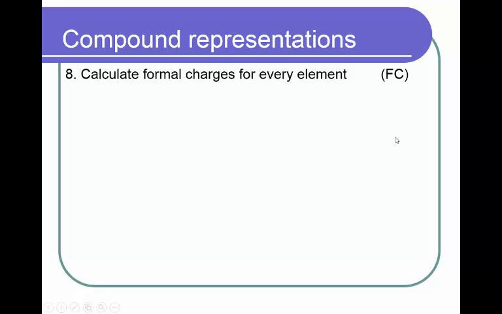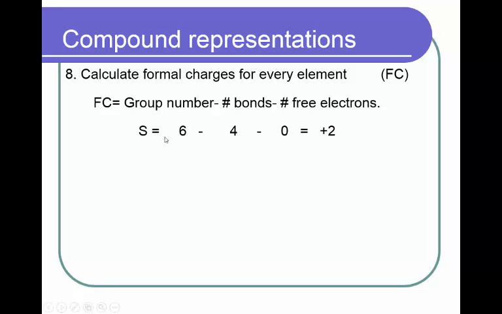At the end, we calculate the formal charges for every element, starting with sulfur. To remember, formal charges are calculated by writing the group number minus the number of bonds minus the number of free electrons, okay? So for sulfur, sulfur is in group 6. In the structure, it has 4 bonds, and it doesn't have any free electrons. So that gives a formal charge of +2 for sulfur, okay?